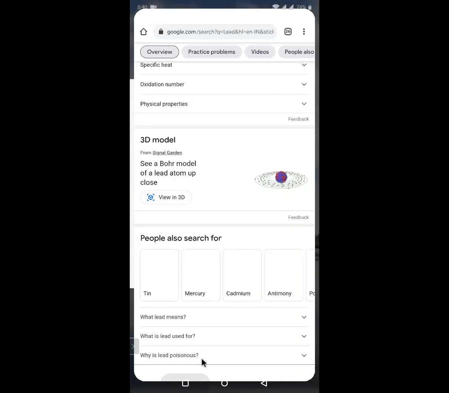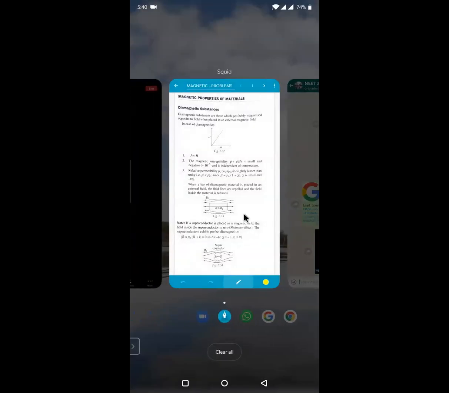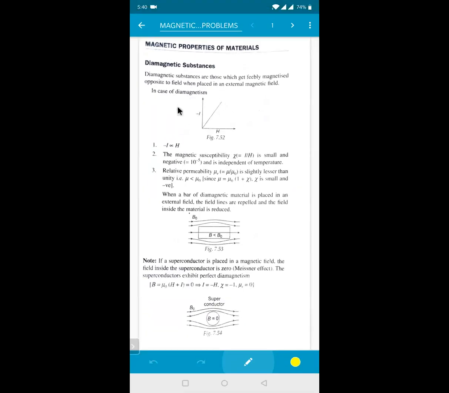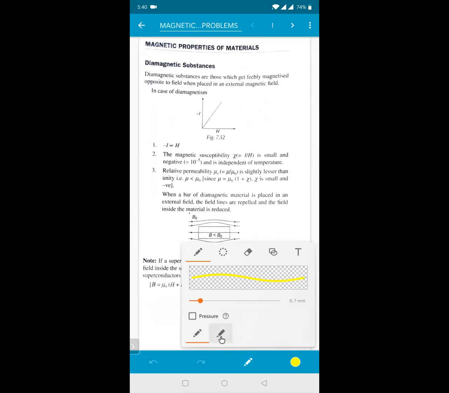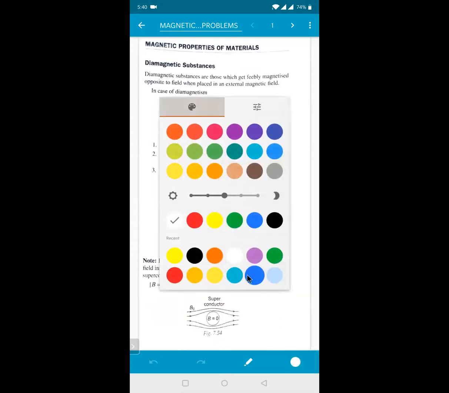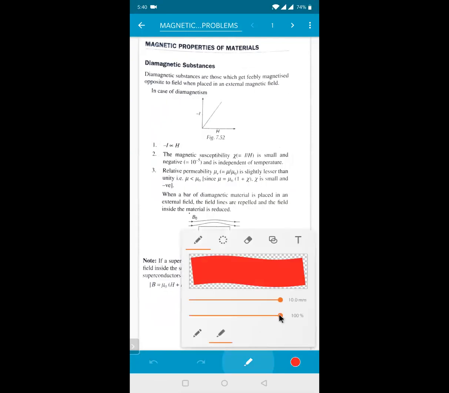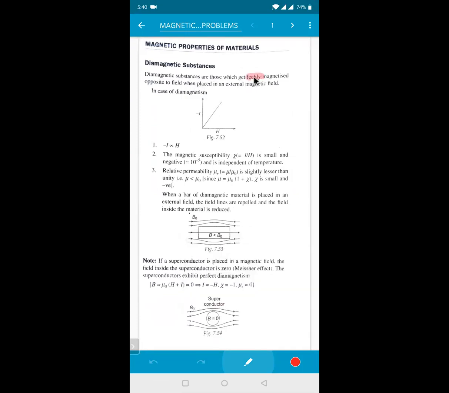Let's go to the topic. In diamagnetic substances, what is happening? Diamagnetic substances are those which get feebly magnetized opposite to the field when they are placed in an external magnetic field. What do you mean by feebly magnetized? They are getting feebly magnetized, opposite to the field, when placed in an external field.